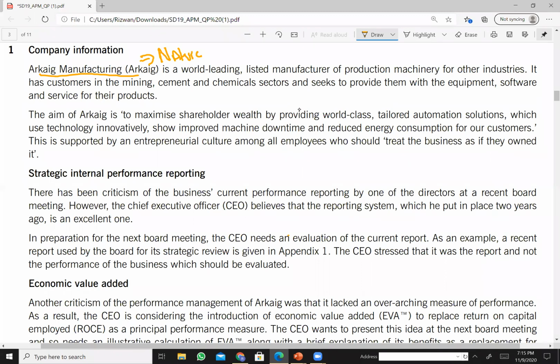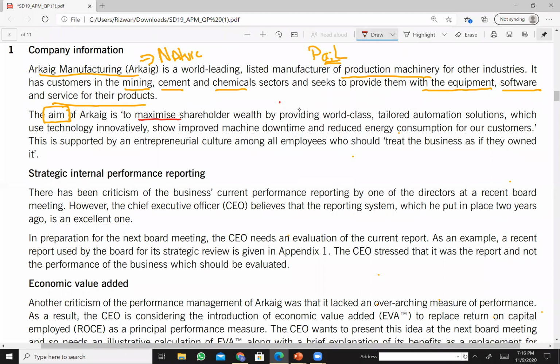What they basically do is manufacture machinery for other industries. It has customers in mining, cement companies, and chemical sectors, and seeks to provide them with equipment, software. They also make software and service for their products, and they give after-sales service. Now, having said that, PAPER, the first part I have to keep in mind is the aim of the company. So from here, I can easily figure out the aim, and let's underline and see what aim they have.